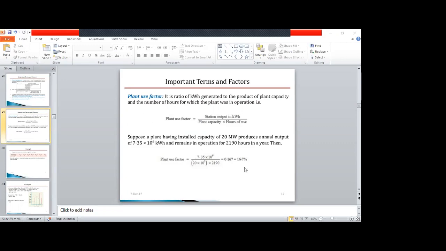Note down this data. All of you are noting down. So you are getting plant use factor as 16.7%. Look at this value. This factor has to be high, because the plant has a maximum capacity of this much, but the energy produced is only this much, 7.35 into 10 to the power 6. So the plant has to be used for the maximum capacity, because it is able to generate this many megawatts. If it is less, it means the plant use factor is less.